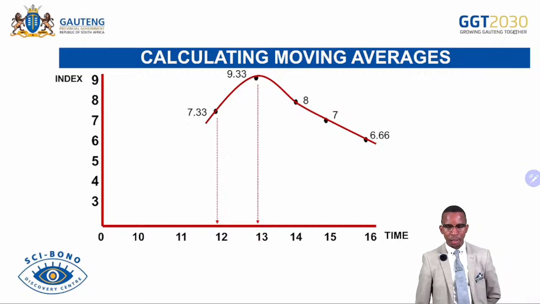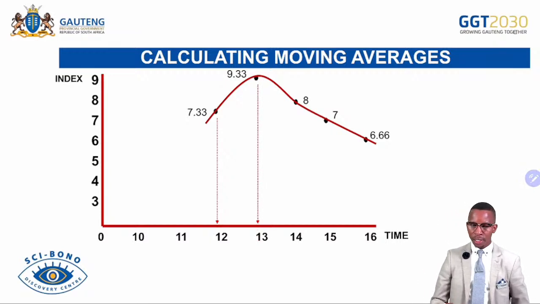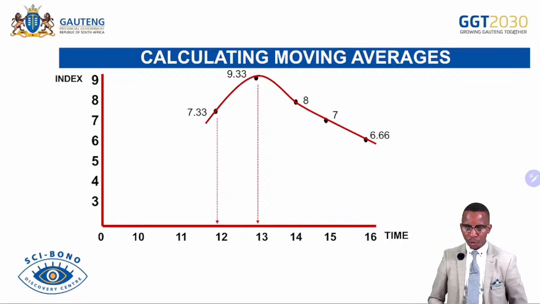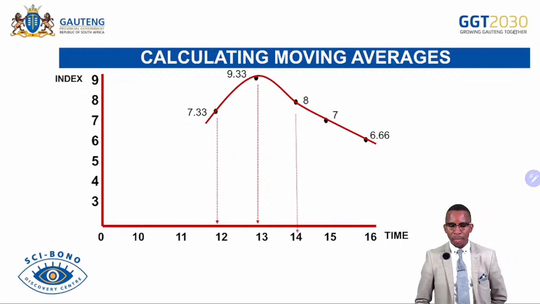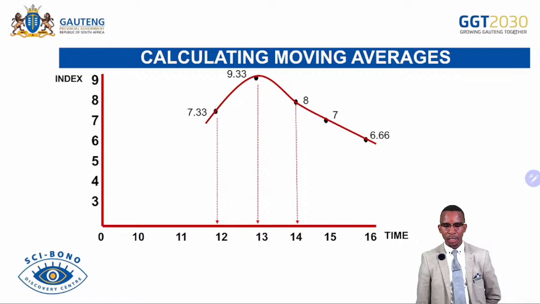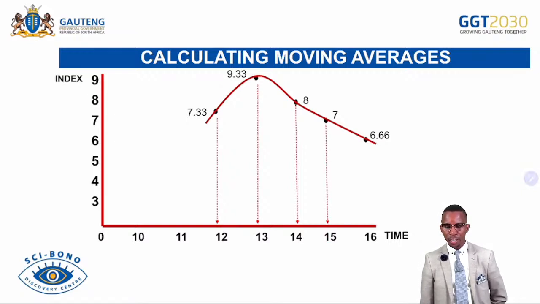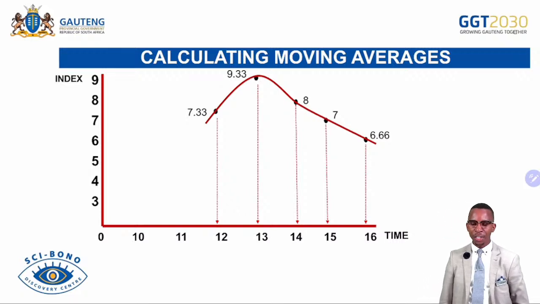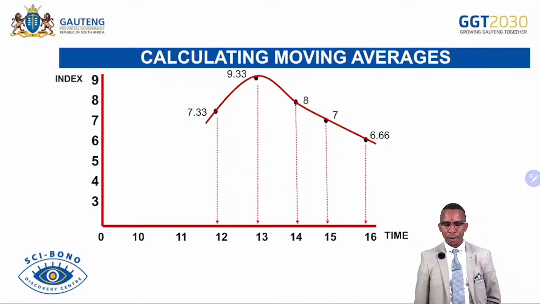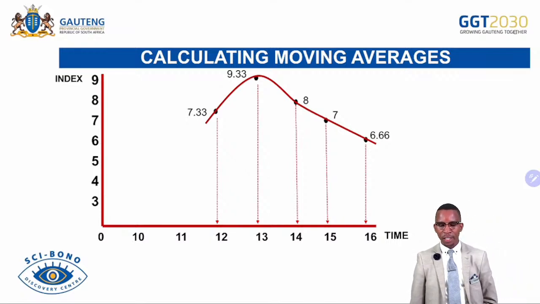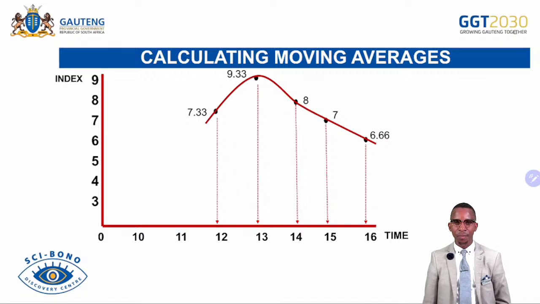Then you can see these arrows indicate, the first one indicates 2012, the second one 2013, the third one 2014, the fourth one 2015, and the last one indicates 2016. That means in 2012 we had the moving average of 7.33, 2013 we had 9.33, 2014 8, 2015 7, and 2016 it was 6.66.